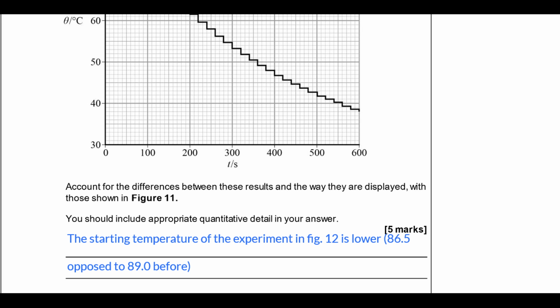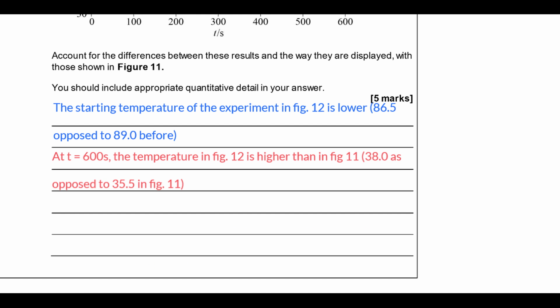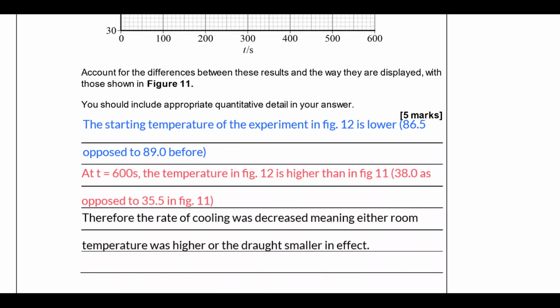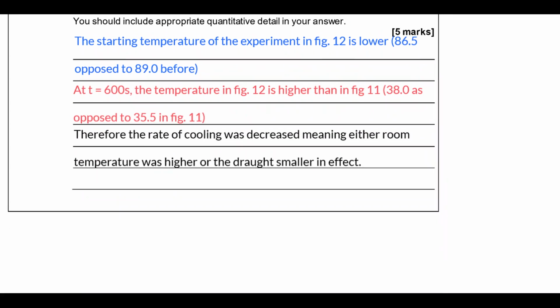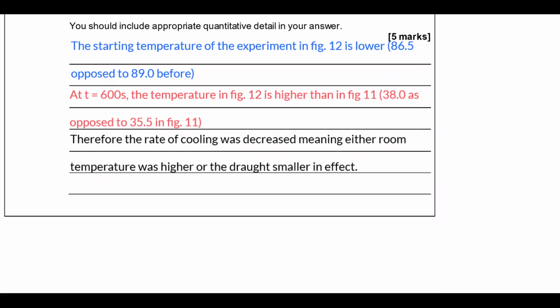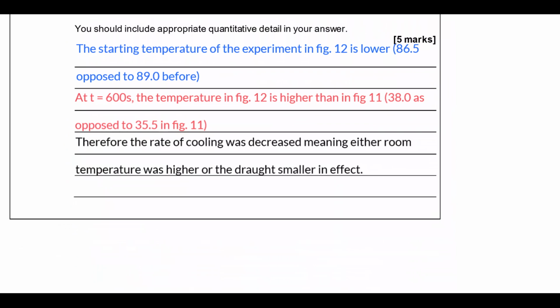So let's record that. From this, we can see the rate of cooling was smaller. So either the room temperature was higher or the draft acting was lower. And the final difference I already spoke about was to do with the sample rate of the sensor. The sample rate in figure 12 is a sample every 20 seconds. The sample rate was much higher in figure 11. Okay, so that would complete my answer to that question.